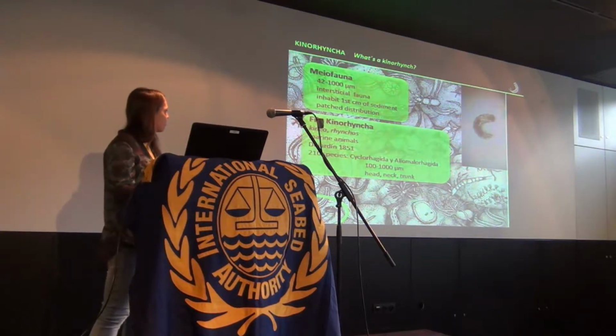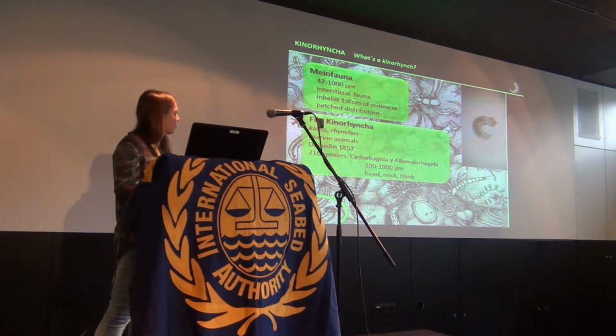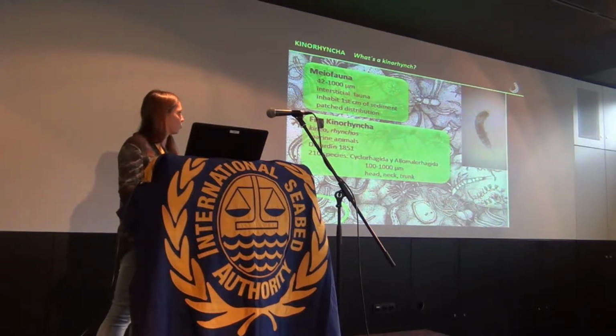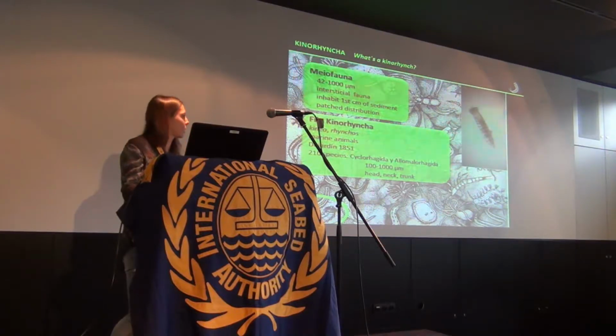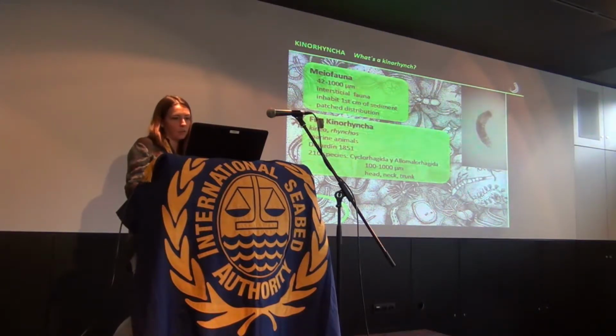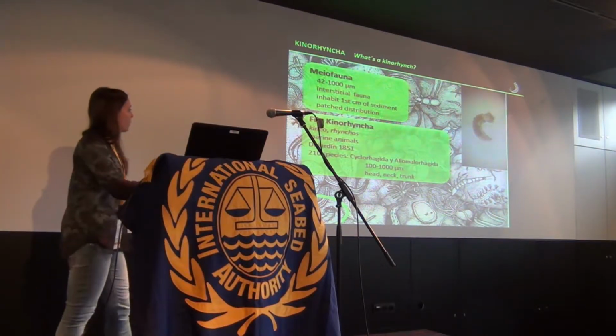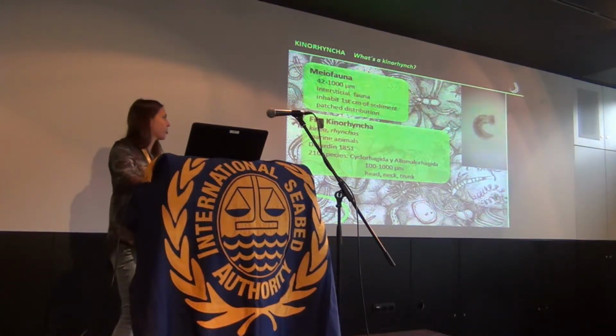Its name comes from the Greek kino, move, and rhynchos, snout, referring to the typical movement of the animal when it's alive. The first kinorhynch was discovered by the French naturalist Dujardin during the 19th century, and currently the phylum comprises 210 species, divided in 2 main groups, Cyclorhagida and Homalorhagida.